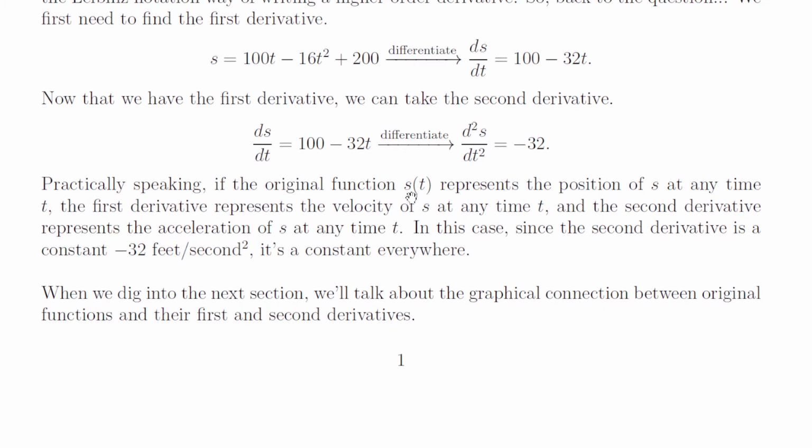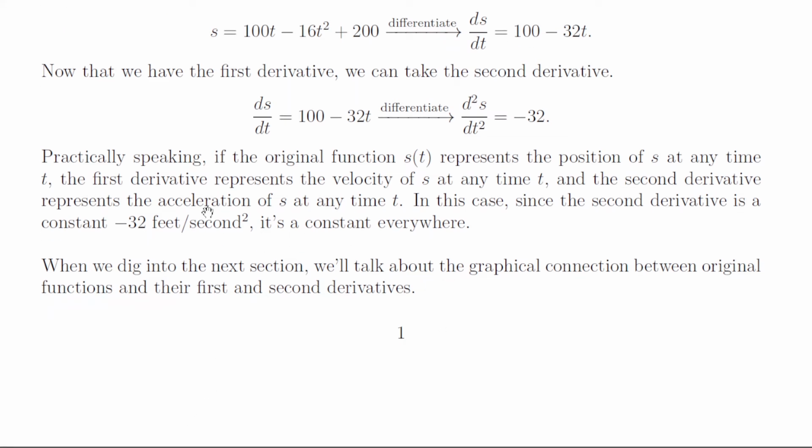So again, s of t, the original function, represents the position of s at any time t. The first derivative represents the velocity of that particle at any time t. And then the second derivative is just the acceleration. Okay? So it's constant everywhere. And again, remember when we're inserting units on this stuff, you have to make sure that you're utilizing the correct units. Because it's a second derivative, the time unit is always going to be squared, okay? And again, like I said, in the next section we're going to be jumping into the graphical connection between derivatives and the original function, second derivatives, things of that nature, okay?